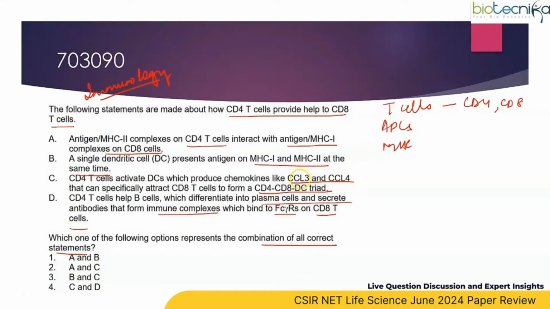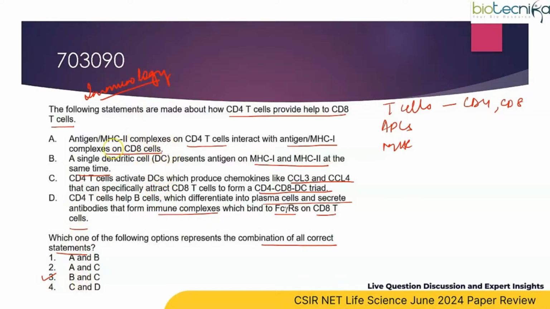Okay. Not both are correct. So let us see. Yeah, B is correct. There is one more statement, right? You have to find the correct statement. Okay, for this question 3090, the right answer is option 3. Okay, B and C statements are correct over here.